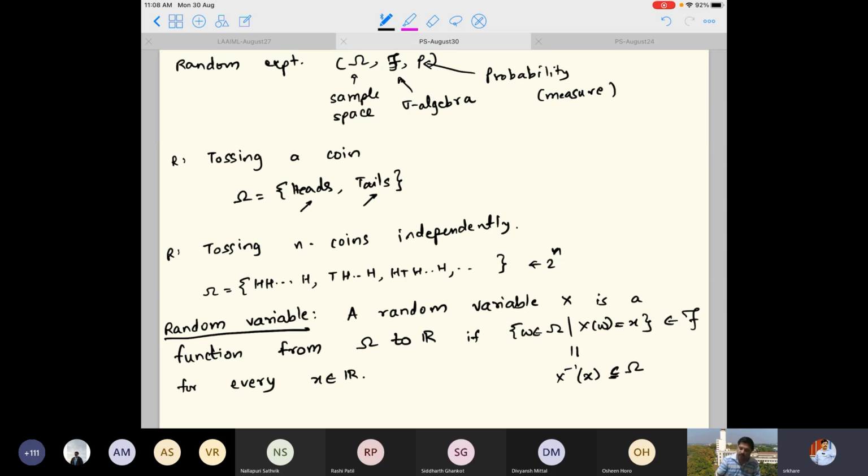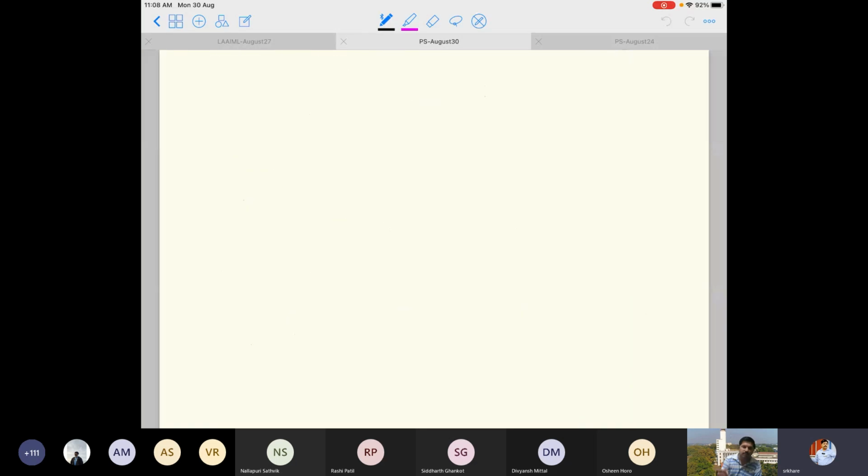Right? So this particular set is called the inverse image of this particular real number x. And the condition that this set belongs to F is for probability assignment. So what is the probability assignment? The probability that random variable X takes value x is actually the probability of the set of omega belonging to Omega such that X(omega) is equal to x.